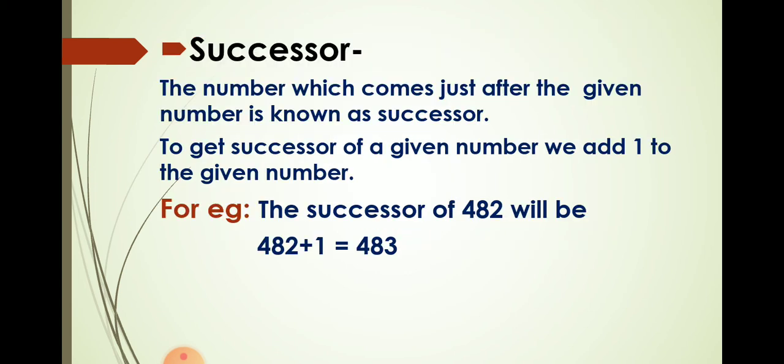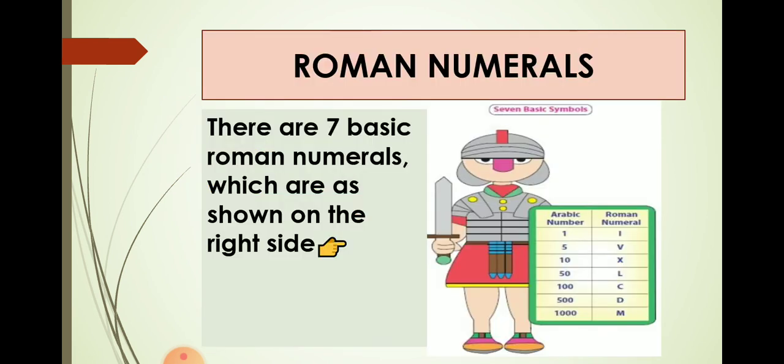Now, what is a successor? The number which comes just after the given number is known as the successor. To get the successor of a given number, we add 1 to the given number. For example, the successor of 482 will be 482 plus 1, that is 483.